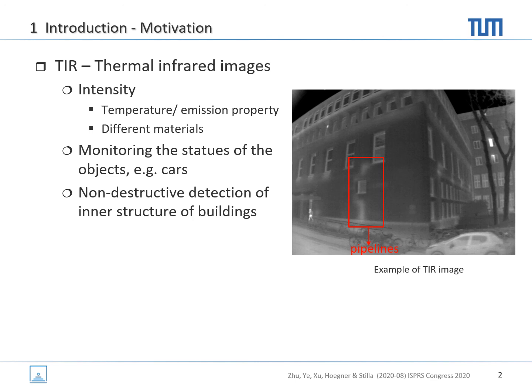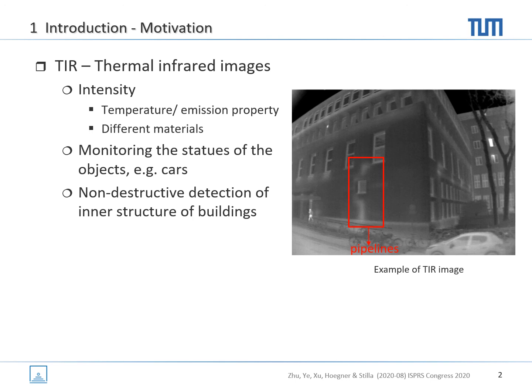Thermal infrared images record the temperature and emission properties of the object, independent of its color on the surface. In this case, even different materials with similar textures can be easily distinguished. Secondly, it is used for monitoring the status of objects, such as starting cars with heated exhaust or parked cars. Thirdly, it provides a non-destructive way to detect the inner structures of buildings, such as pipelines. So it can be used to monitor building energy efficiency and detect possible energy leakage locations.